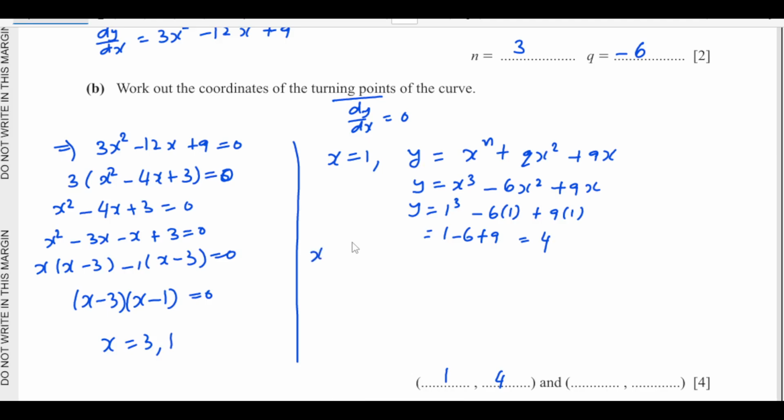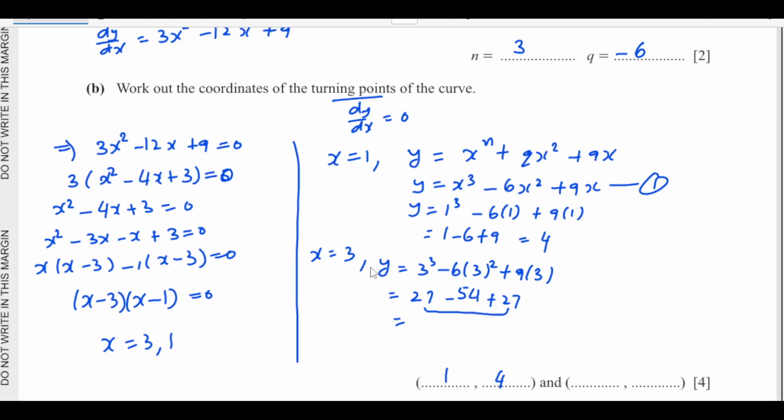When x is 3, then y is 3 cubed minus 6 into 3 squared plus 9 into 3. So this is 27 minus 54 plus 27. This is 54 and 54, so 54 minus 54, which is 0. So when x is 3, y is 0.